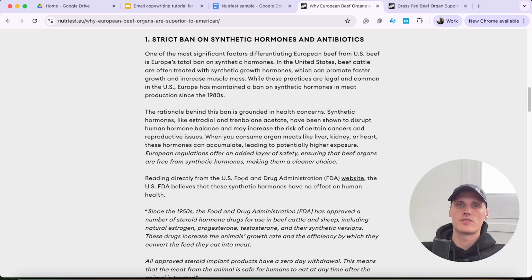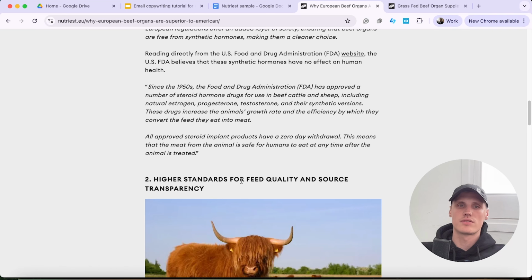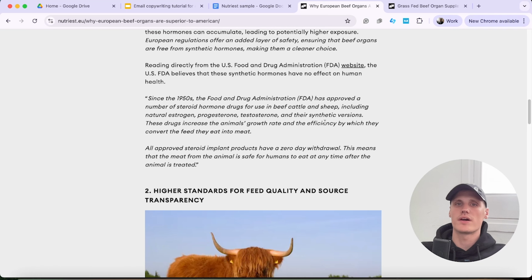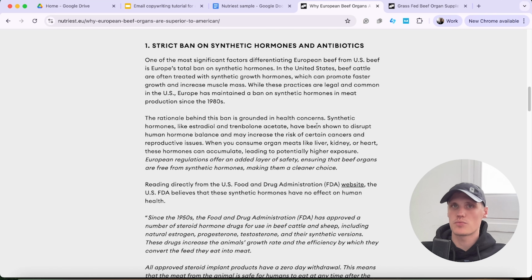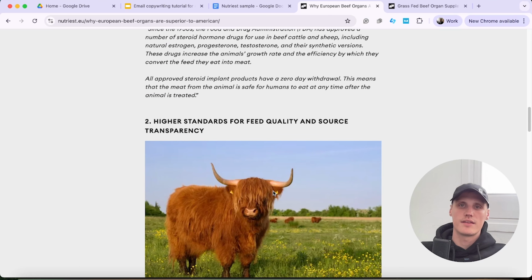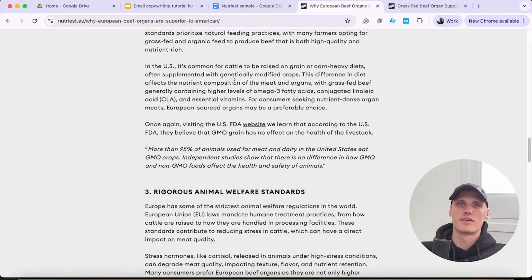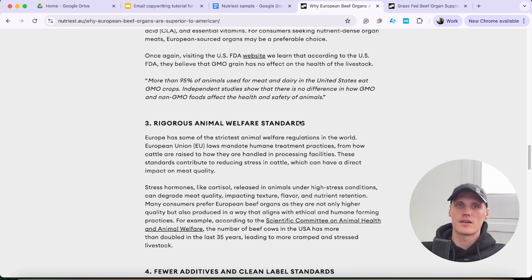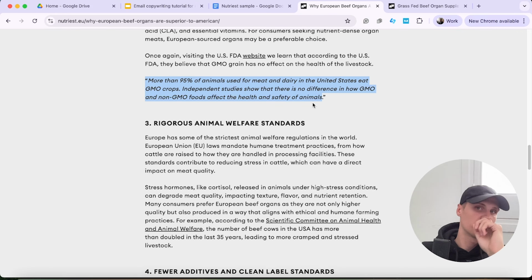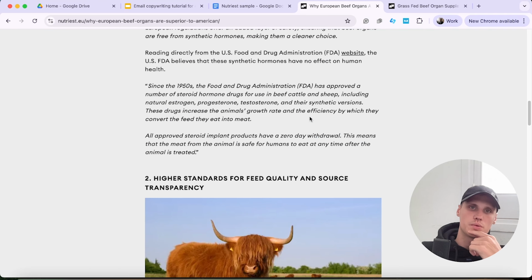I'm going to focus on the fact that in the US, they are allowed to stuff their animals with steroids and hormones to make them grow faster, whereas in Europe it's banned. As well, in the US it's common for cattle to be raised on grain or corn heavy diets, which means they're not actually grass fed. So I am going to use that, and here you also have proof. I'm going to say that European beef organ supplements actually come from grass fed animals, which is a very good value proposition.